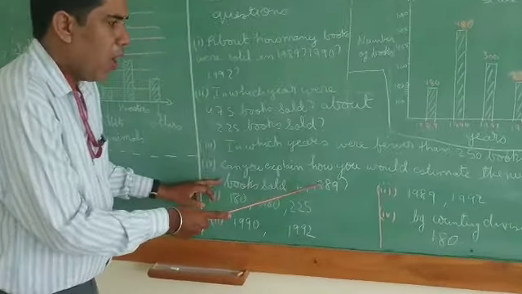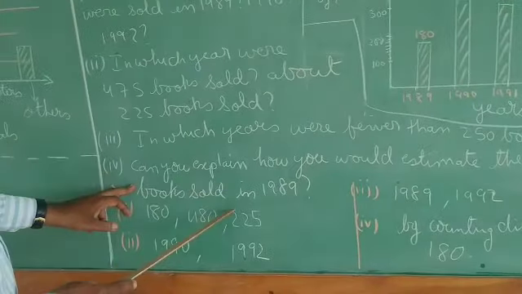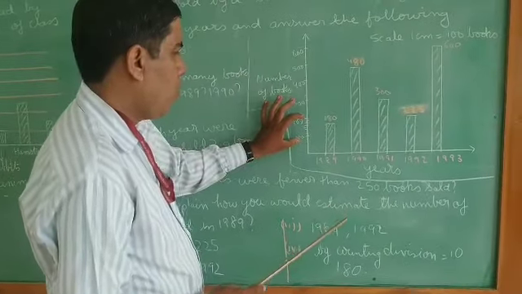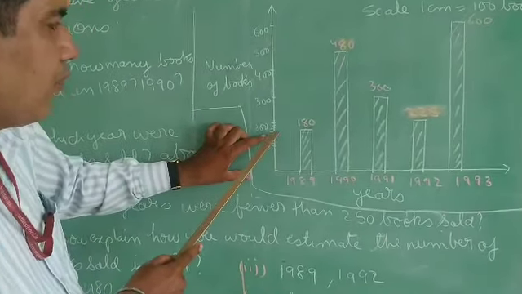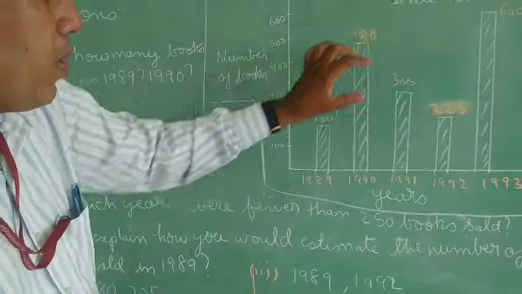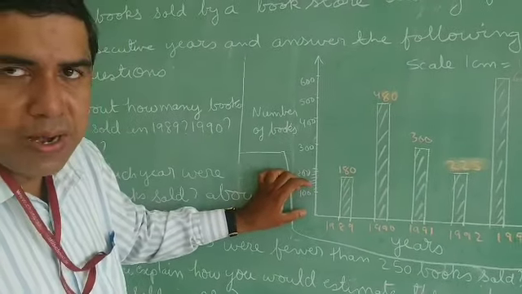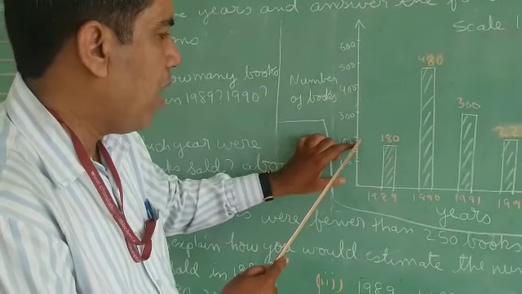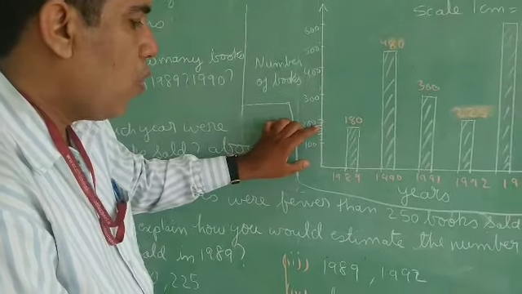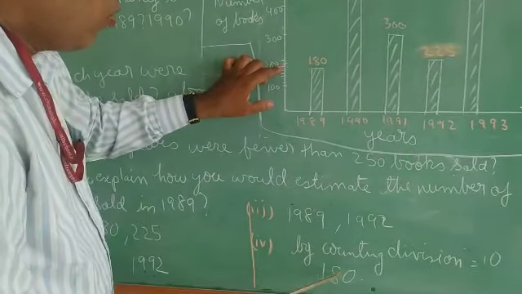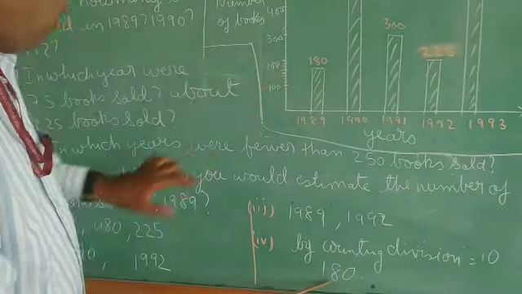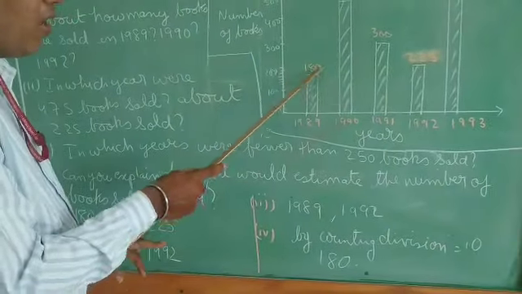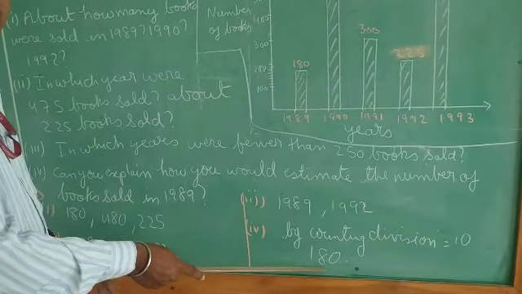Can you explain how you would estimate the number of books sold in 1989? You are doing marking here like this. Actually 1 centimeter has 10 small partitions, and then we have to see here. It will come on the 8th partition, so you get it by counting the divisions. Which year did they ask for? They asked for 1989. The answer is 180, so I wrote the answer here, 180.